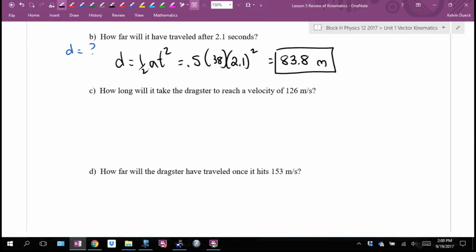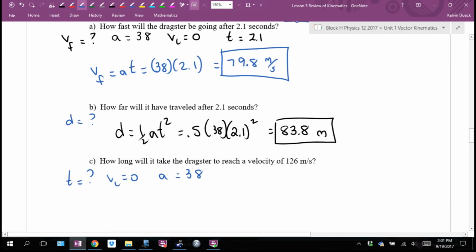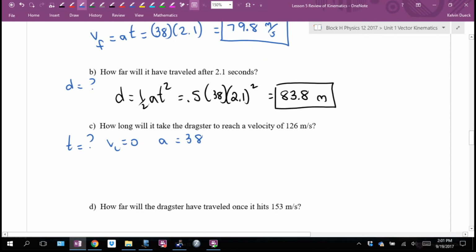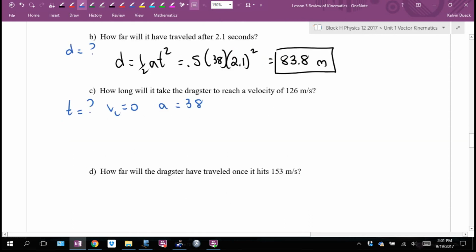Doris, what's part C asking me to find? Time. T equals question mark. And you know what? Since it's asking me to find time, we're no longer at 2.1 seconds. I'm going to relist my data, the stuff that I can use. Is VI still 0? Yeah. Is A still 38? Yeah. Is VF still 79.8? No, can't use that. Oh, what is VF here?